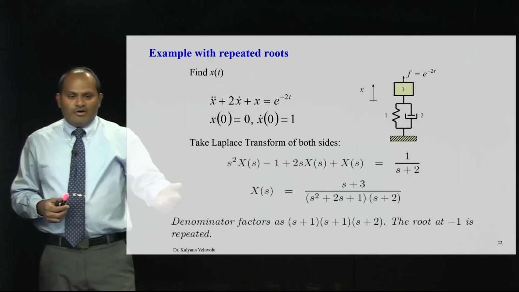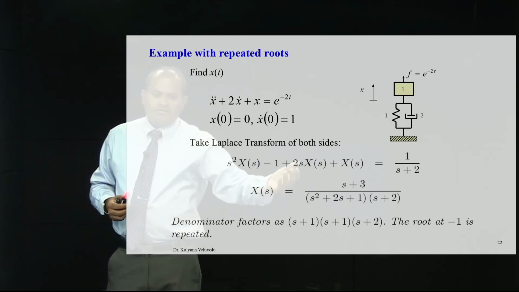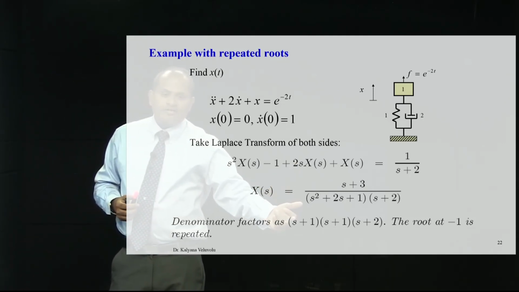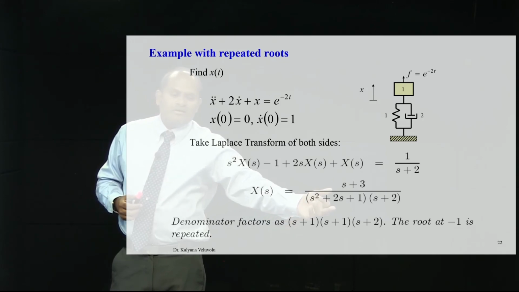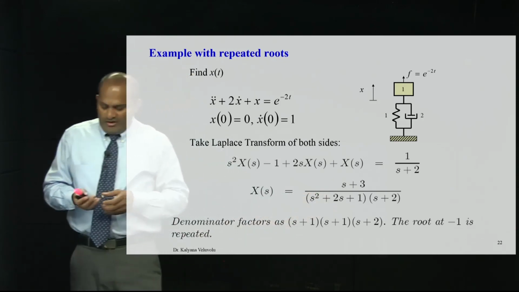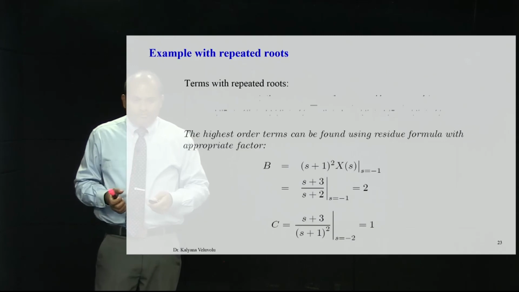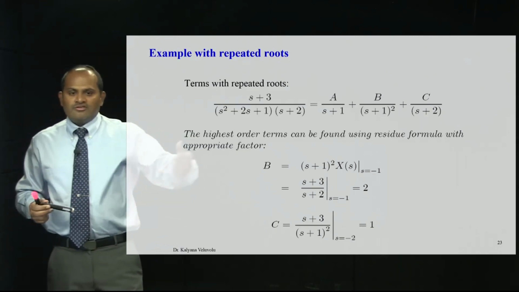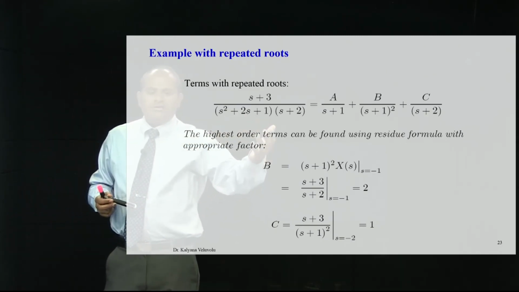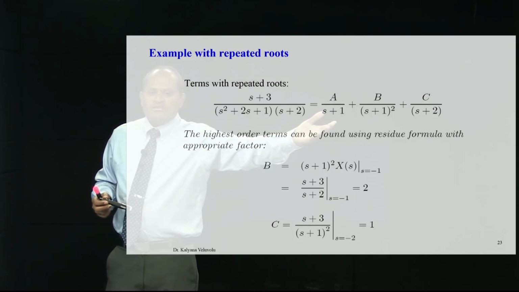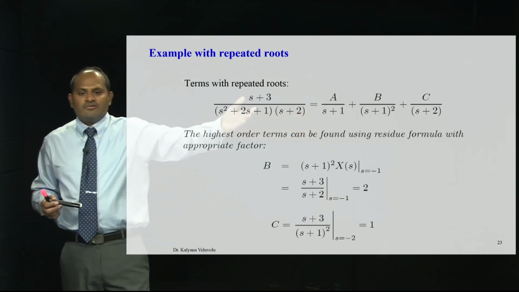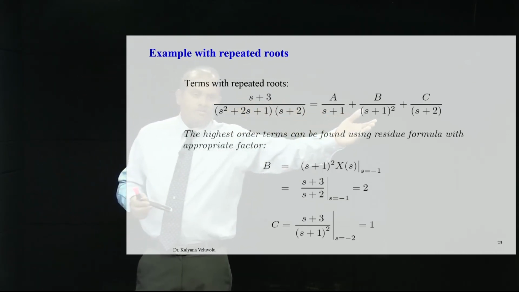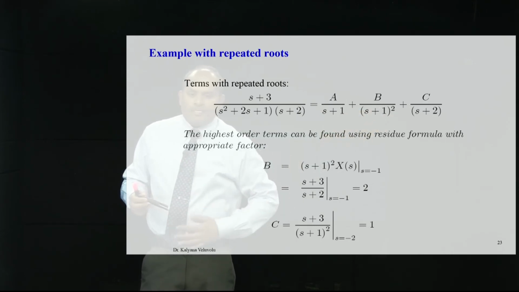So, in the denominator we have one repeated root, s plus 1 into s plus 1, and the other one is s plus 2. So, we have one root that is repeating, and based on that we have the solution. For terms with repeated roots, the partial fraction expression is written in this form: a by s plus 1 plus b by s plus 1 whole square plus c by s plus 2.